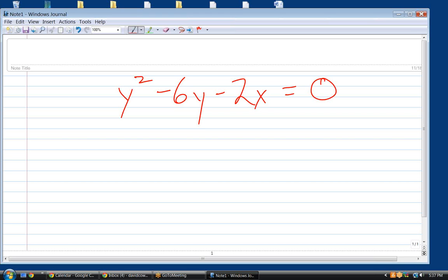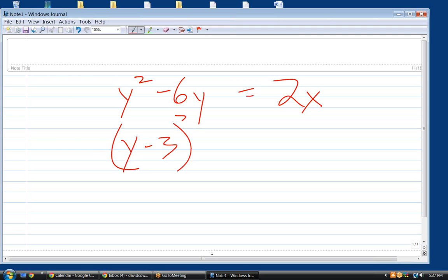I'm just kind of confused. Do I factor out the 2, making it 2x plus 4.5? Is that right? Let's move the 2x to the other side. And then you're correct, you complete the square. What did I have to add? 9? Yep.